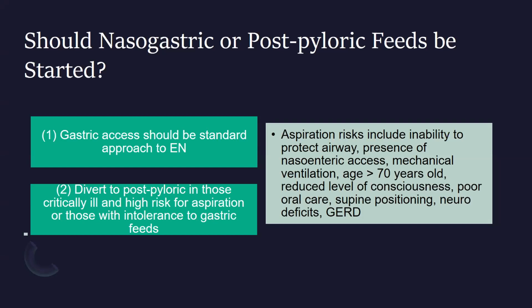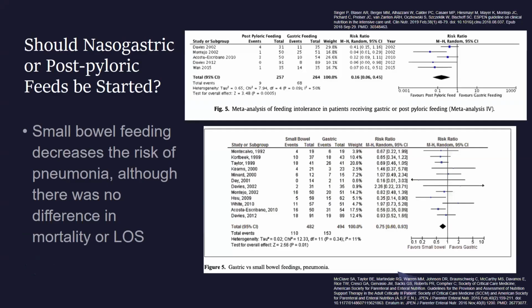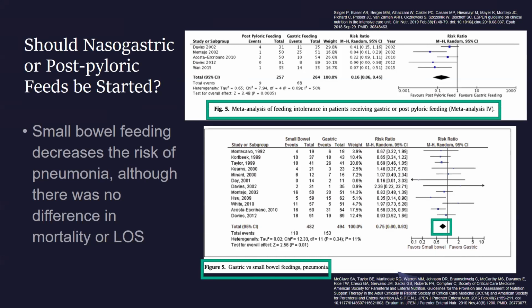Now, with this being said, when they actually did meta-analyses looking at why they're recommending this, there was no difference in clinically relevant outcomes: mortality, ICU length of stay, hospital length of stay, duration of mechanical ventilation, or even time to goal enteral nutrition. What they did find, though, was that small bowel feedings did have, in the meta-analyses, a decreased risk of pneumonia. And the Europeans published that they felt the meta-analysis showed an increased tolerance of feeds in those that got post-pyloric feeds.